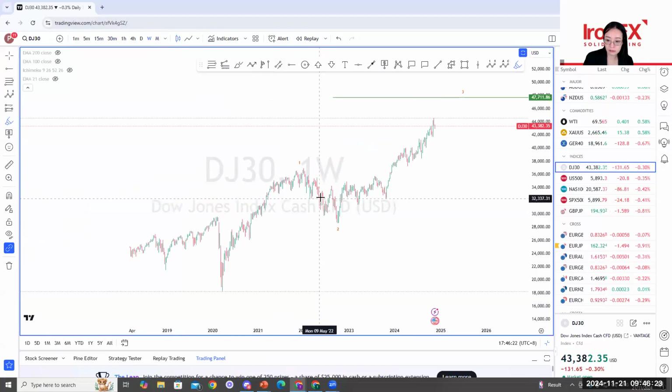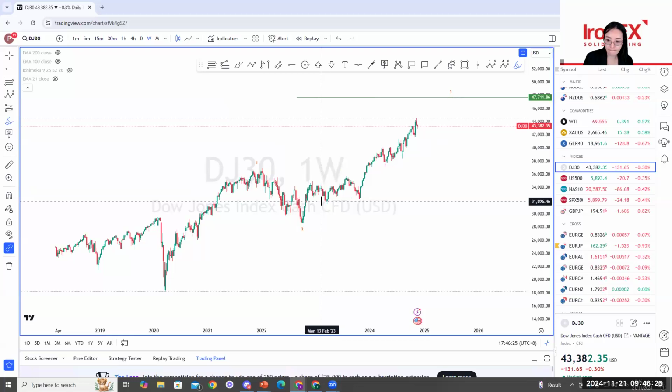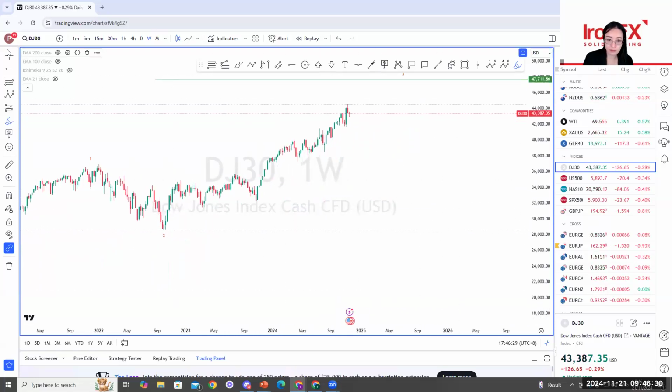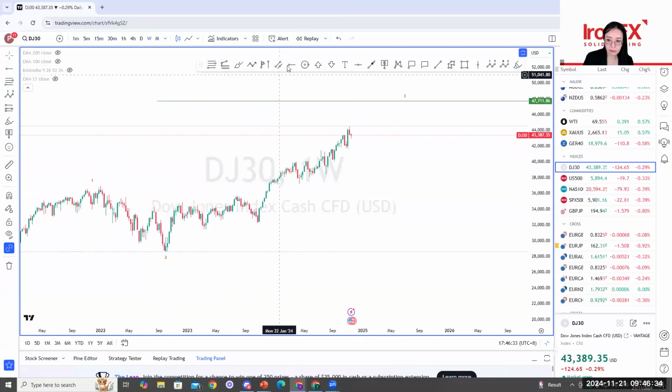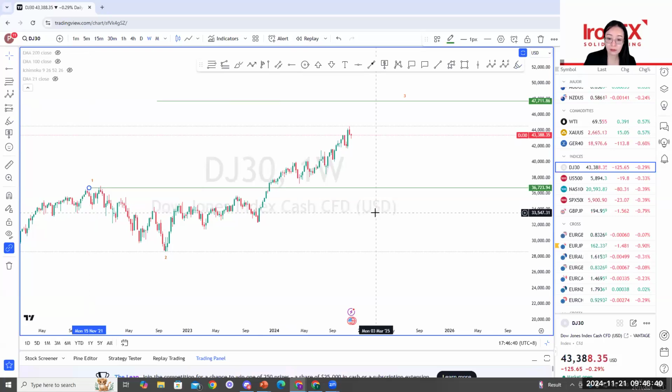Weekly. This is the pullback support. Okay.